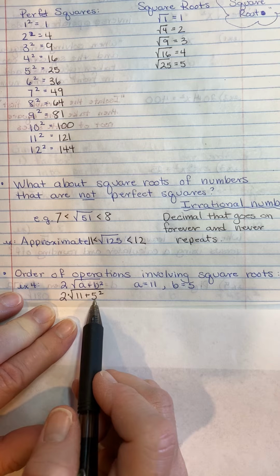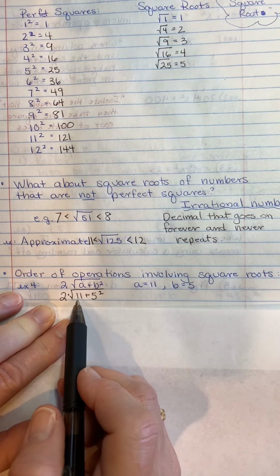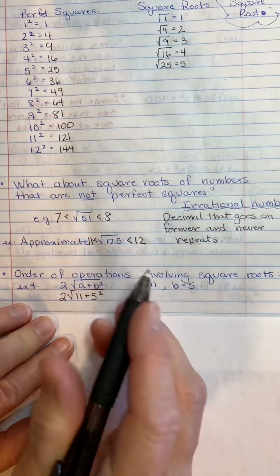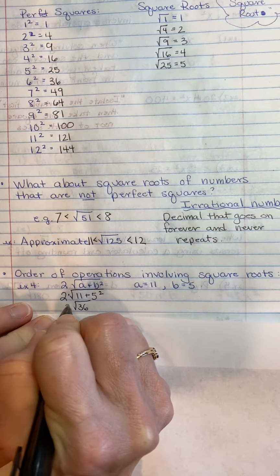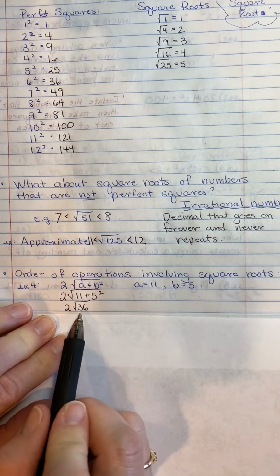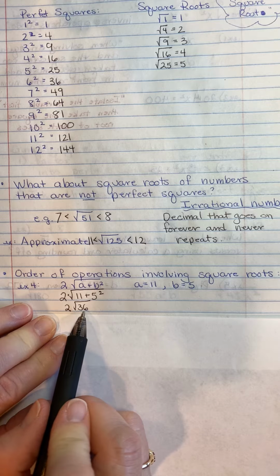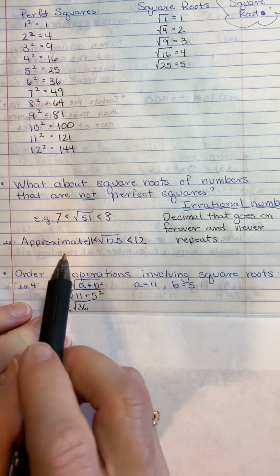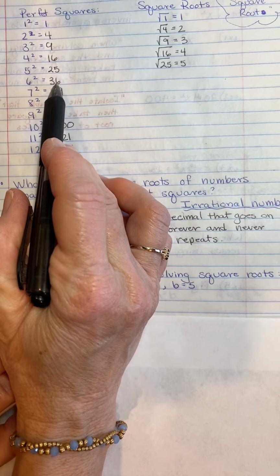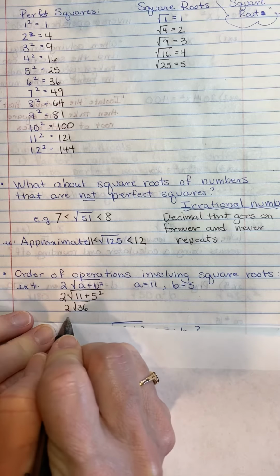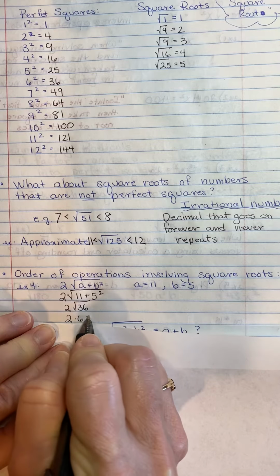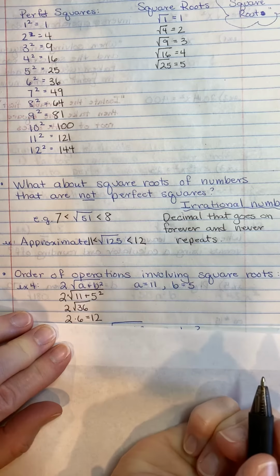5 squared is 25. Add 11. So we have the square root of 36 and our 2. And then if we can evaluate the square root of 36, which we can see up here, the square root of 36 would be 6. So this is simply 2 times 6, or 12.